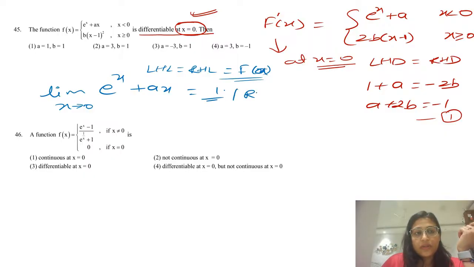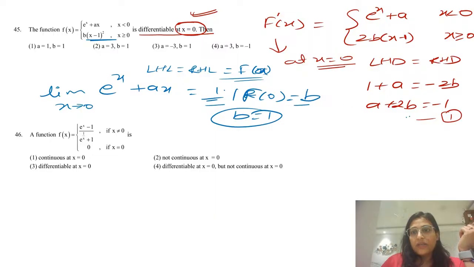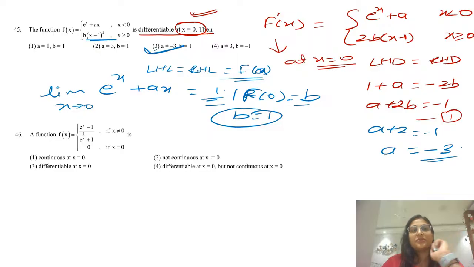RHL, the function's value. So what is the function's value at f of 0? For this we have to take this function to find the f of 0 here. Minus 1 square is what? 1. So it is coming as b. It is coming as what? B. So b is 1. If our b is 1, then a plus 2 is minus 1. So from here, a is equal to what? Minus 3. So a is equal to minus 3 and b is equal to 1. That is option 3, the correct answer for this question, right?